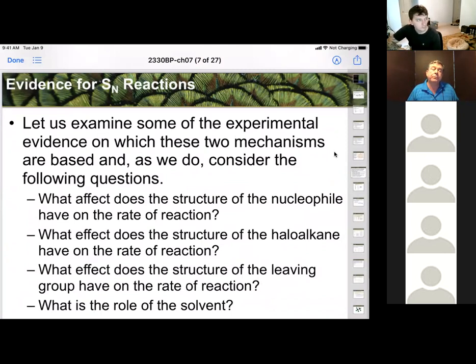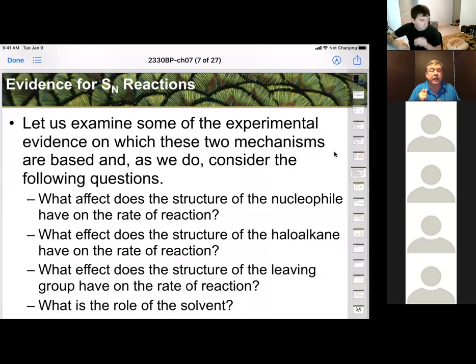Okay. So what we do is a series of experiments that we know will affect one or the other. For example, does the structure of the nucleophile have an effect on the rate? In other words, is the nucleophile small? Is the nucleophile big? Because that changes which mechanism we're going to have. Does the structure of the haloalkane have an effect on the rate of the reaction? So a primary halogen is not going to form a primary carbocation. So I think it's going to not do some of those reactions.